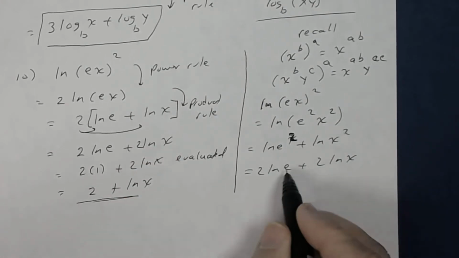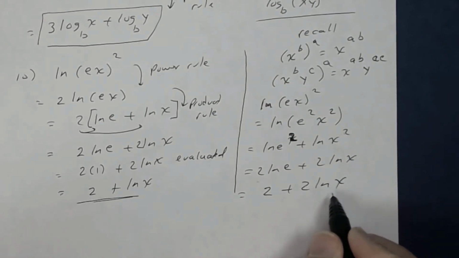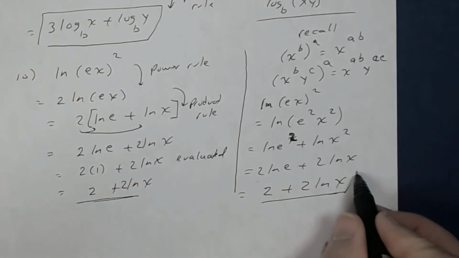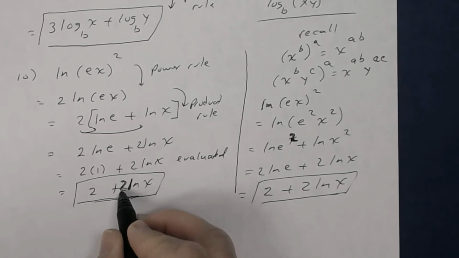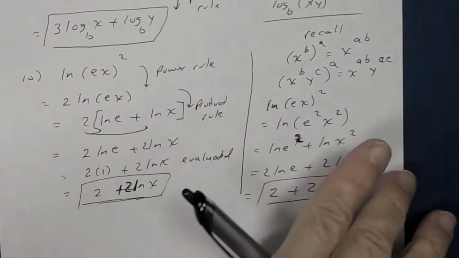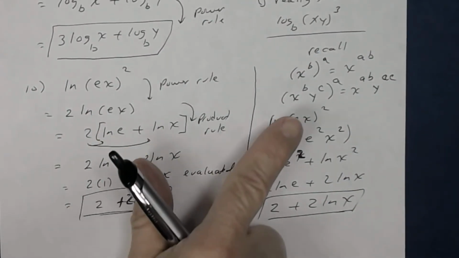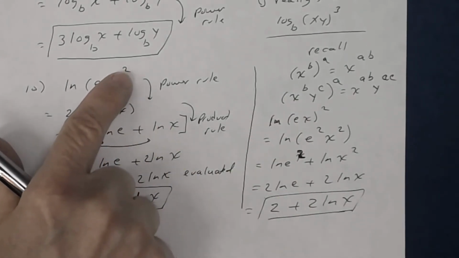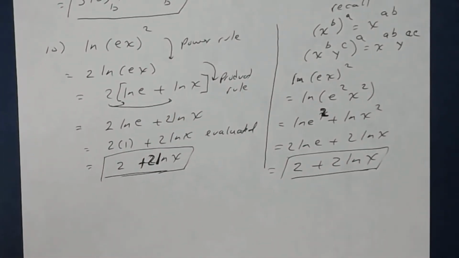And then the natural log of e is 1, so I get 2 times 1 is 2, plus 2 natural log of x. I forgot the 2 right here, by the way, so that's 2 right here. Okay? All right. So that's 2 natural log of x right here. You could have done this two separate ways, but most students, because they tend to forget this, prefer to use the power rule first and then expand it. All right, so that was number 10.